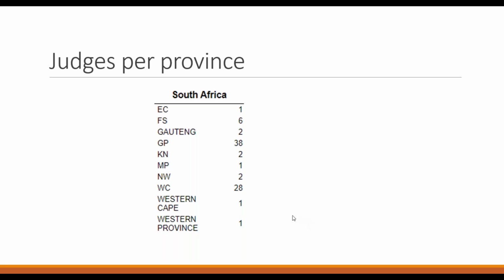Gauteng and GP are the same thing, so there's 40 there, 2 from KZN, I think we can guess who they are. Then WC, Western Cape, and Western Province, if you add that together, that's 30. So basically 30 judges in the Western Cape and 40 in Gauteng, making up the bulk of the judges per province. Next would come Free State, KZN, and then a couple of the other provinces.